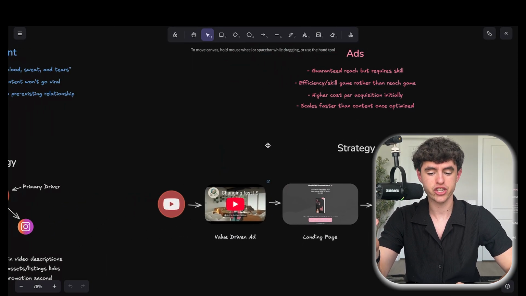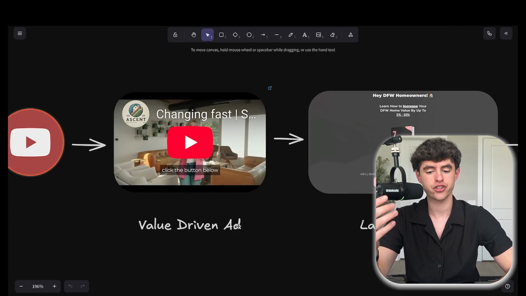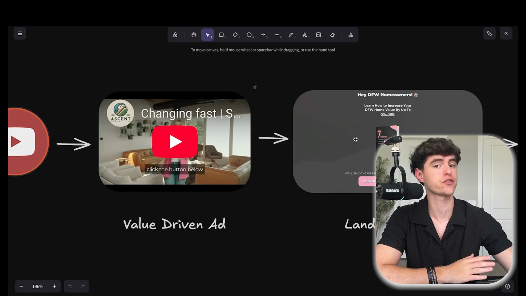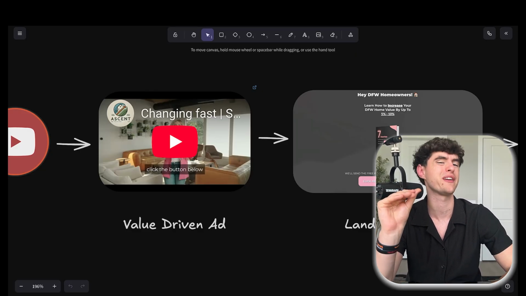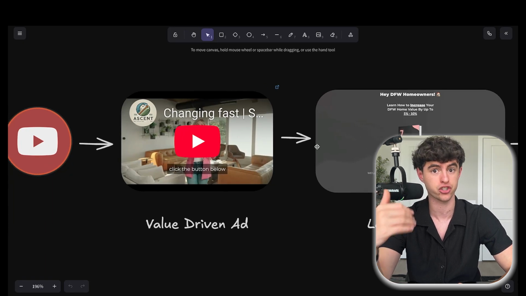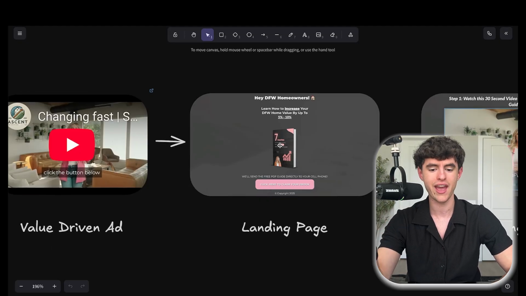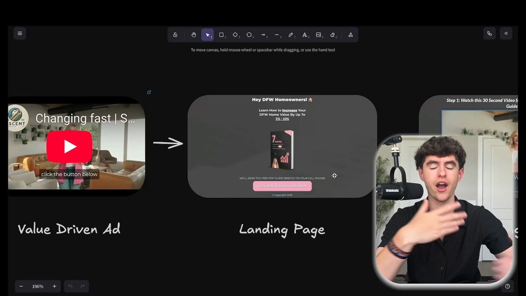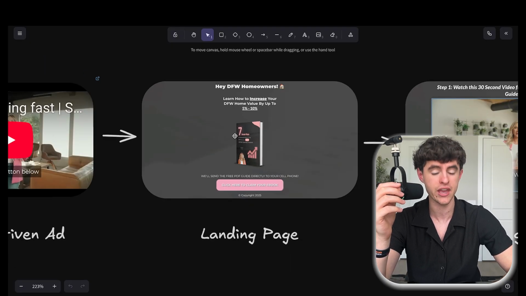So the strategy that I use for all of my clients is having a value-driven ad that's going to drive them to a landing page that's going to provide them that value in exchange for their contact information. You're not just providing free value for nothing in return, but you're going to make the barrier of entry so low that it makes it a no-brainer. This person's claiming to solve all my pain points on the ad, and all I need to do is submit my email, name, and phone number, and I'm going to get it.